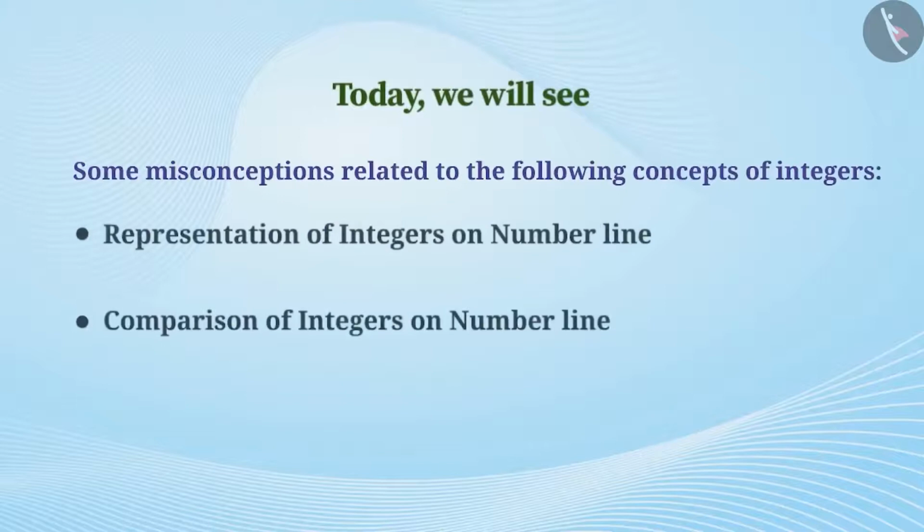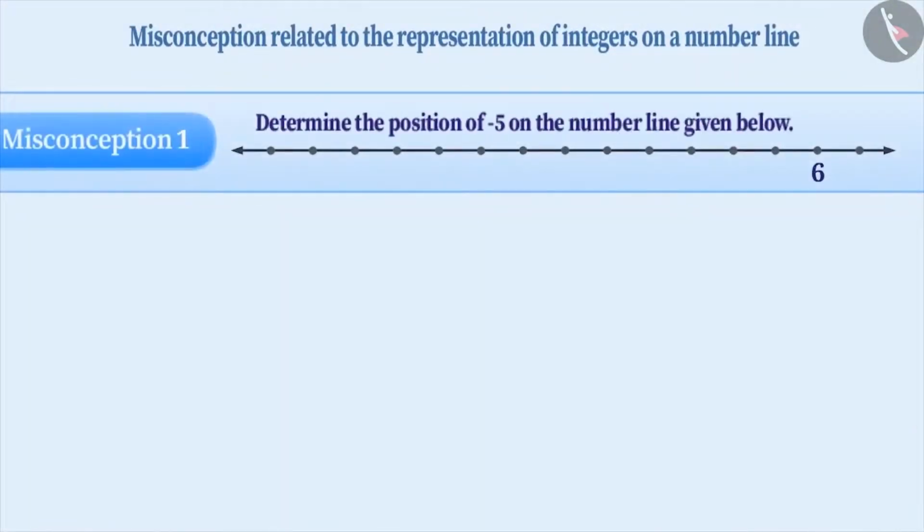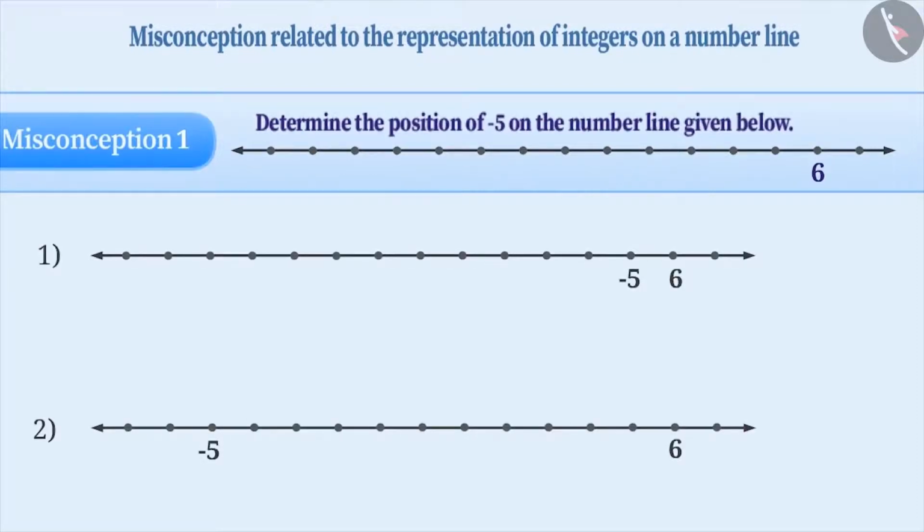Today, we will see some misconceptions related to the concepts of integers. Determine the position of minus 5 on the number line given below. On the number line, the position of every number is fixed. Here, the position of number 6 is shown. Based on this, we can find the position of minus 5. Sometimes, minus 5 is mistaken as 5 and is placed before the positive integer 6.